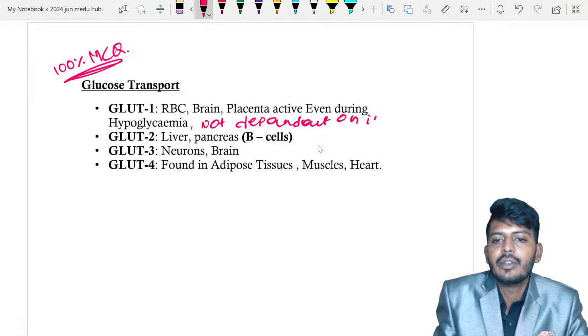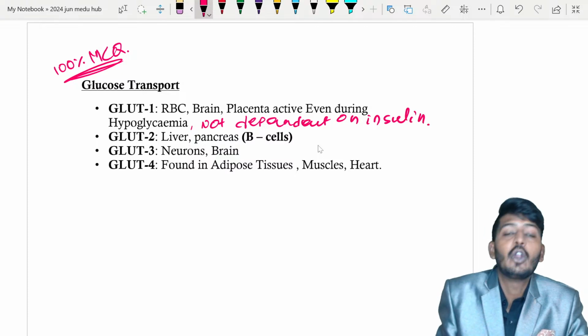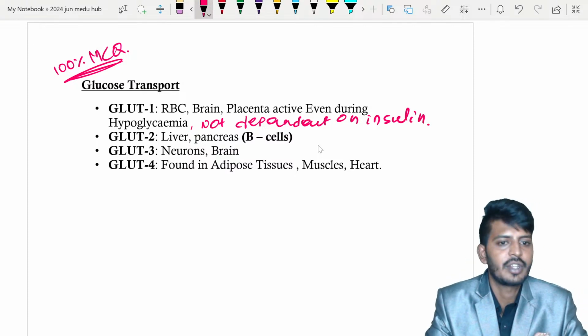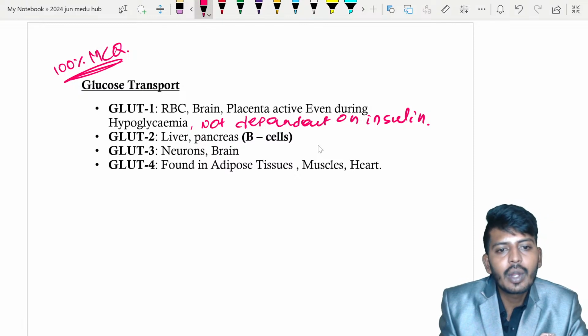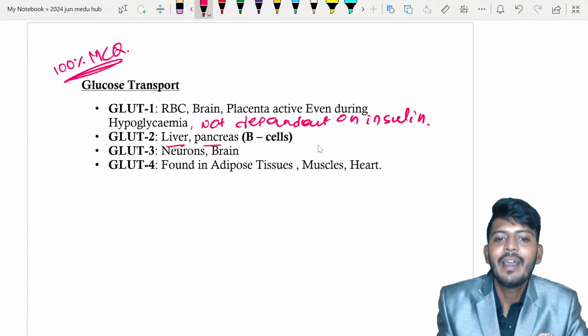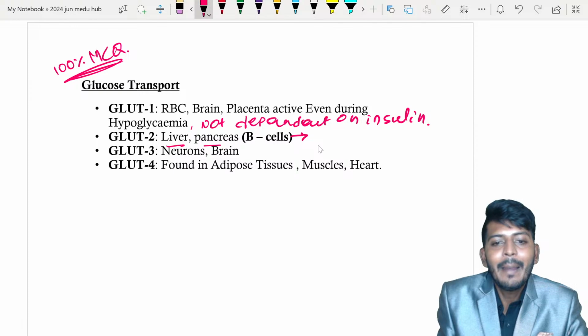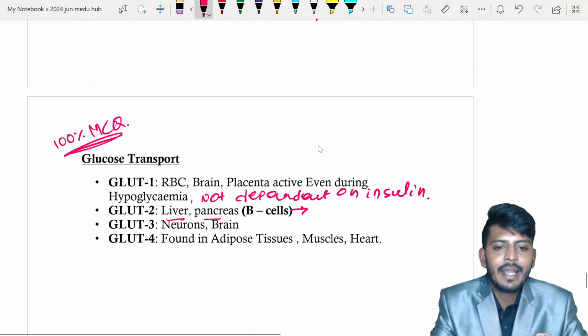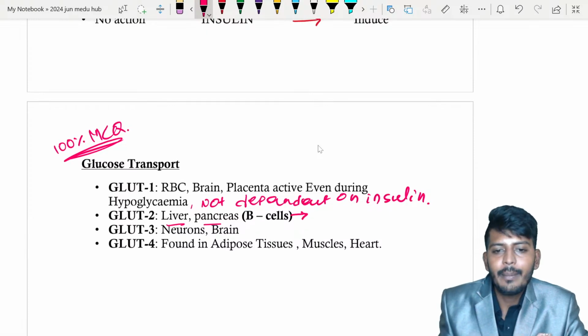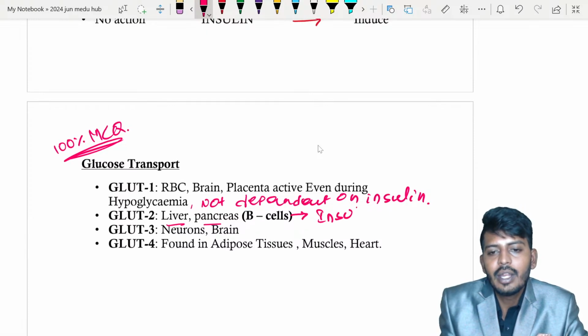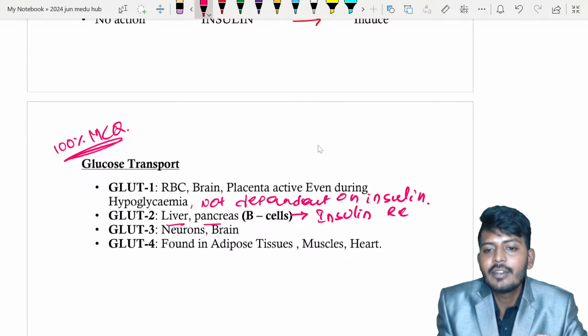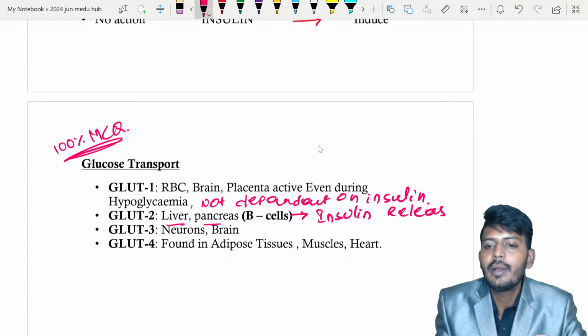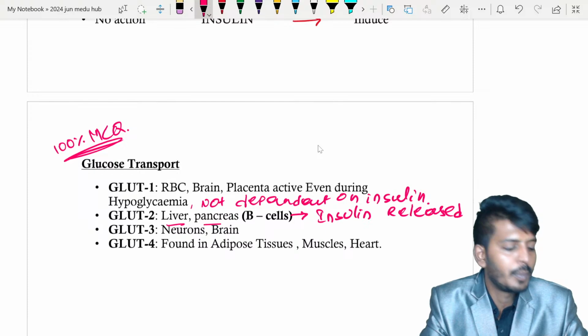Not dependent on insulin. Okay, so these questions on locations are asked very often. Glucose transporter 2 is located in the liver and in the pancreas. Which cells of the pancreas? Beta cells. What comes from the beta cell? Insulin will be released. Insulin is released by which transporter? By glucose transporter 2.